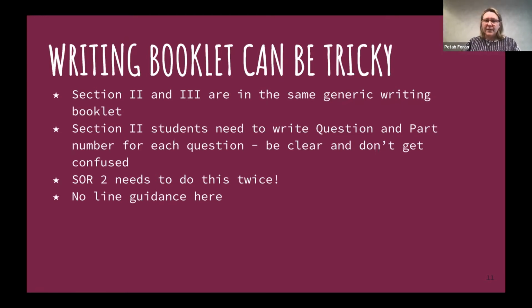In section 2, students will need to write the question and the part number for each question. And it is just a standard sort of lined at about two times the space. It's just a general lined booklet. It doesn't give you the exact number of lines that you would need, for example, for a 3-mark question, and then the exact number of lines you would need for a 5-mark question in the next part. So there is, as we said here, no line guidance.